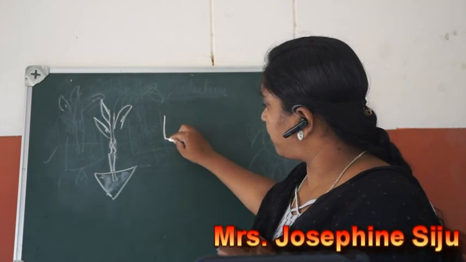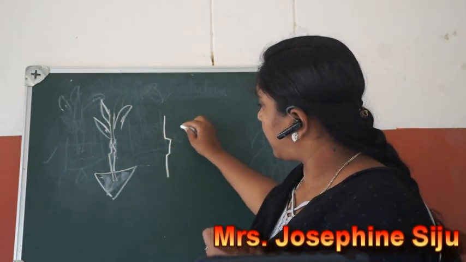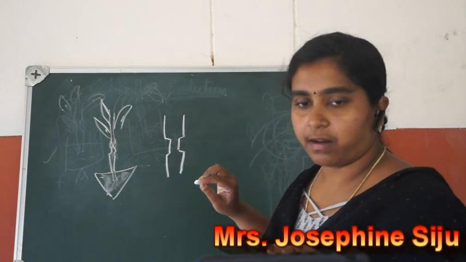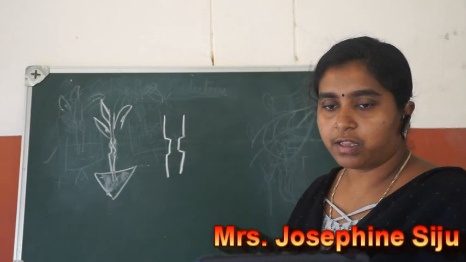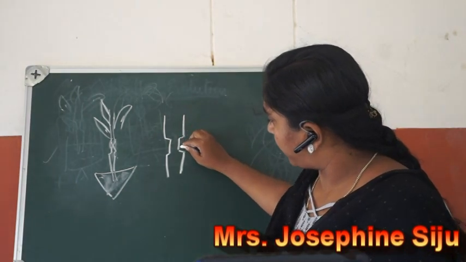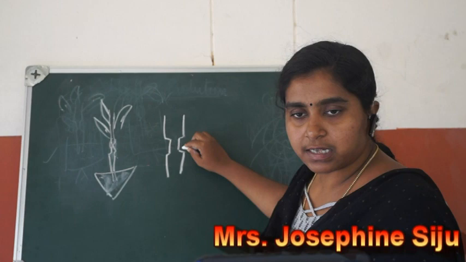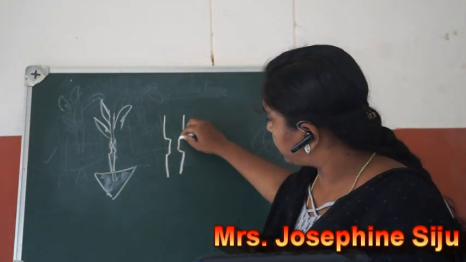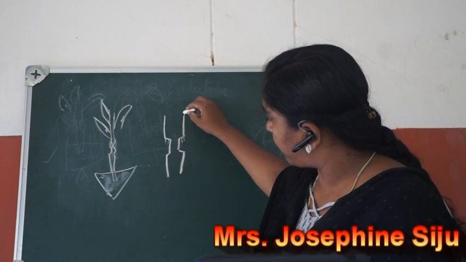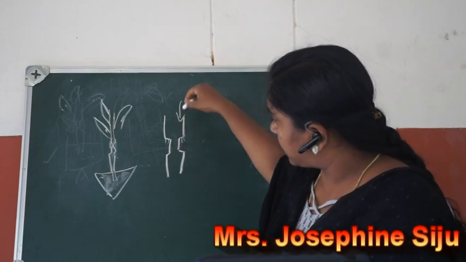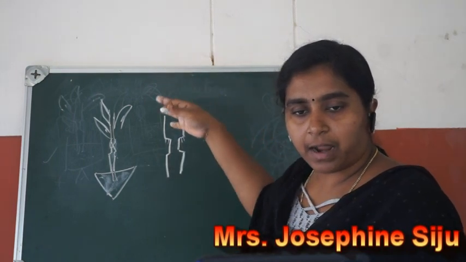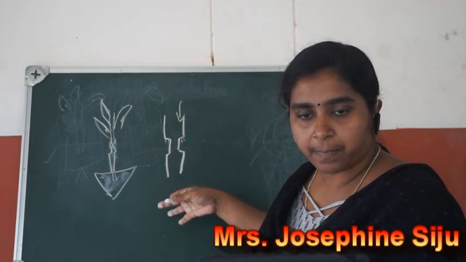If you cut like this, you have removed the phloem here. As you cut the part, this is the phloem part. You will be able to see a little sap oozing out from here. Why? Because this is the part where food substances are being transported from the upper regions of the plant to the lower regions of the plant.